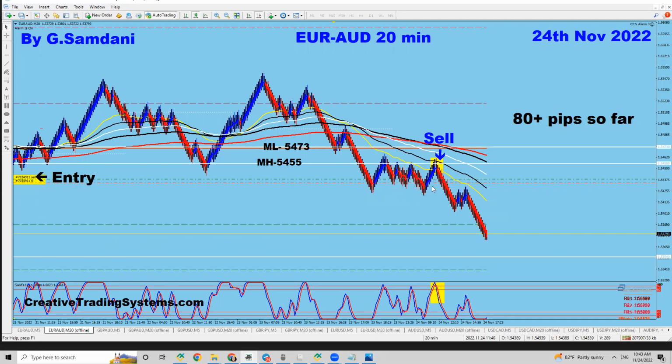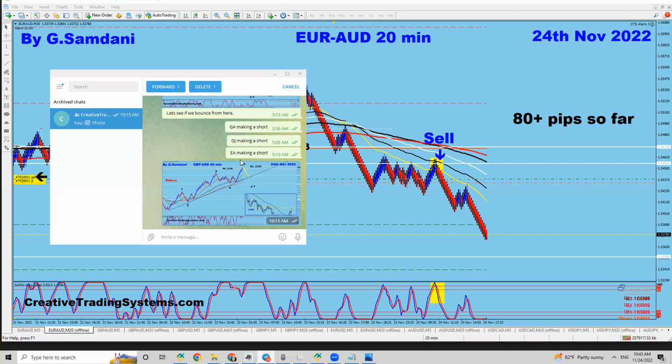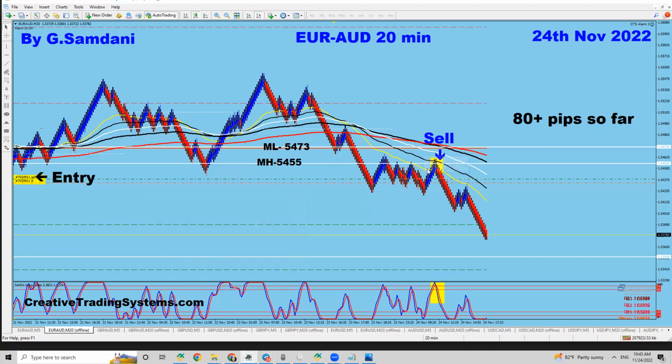This entry came about an hour and a half into the London session. London session opens at 10 o'clock, and this is 11:45. That's where I posted on the Telegram as well. Here you can see EA making a short, GAE, all of those charts. So this entry on the Telegram, EA making a short, and then I took it. Now it starts to go down, and my sell comes here at break even plus a little bit, right?